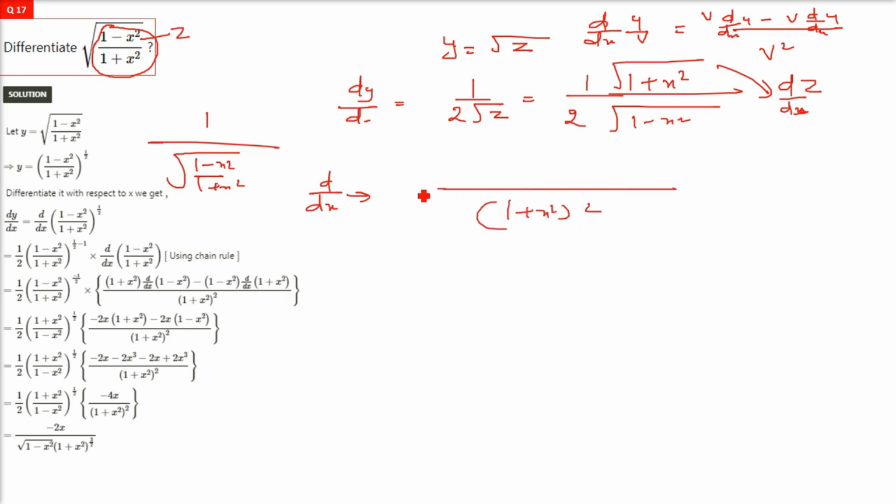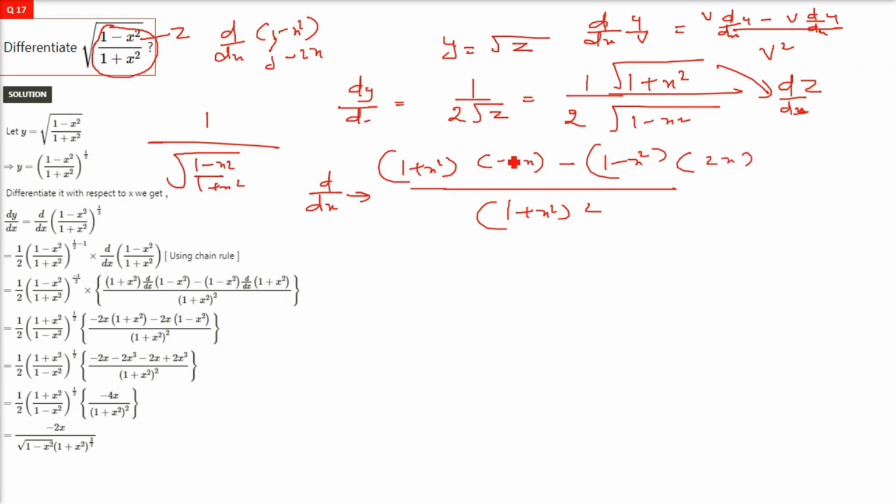So 1 plus x square whole square will be in the denominator. Then d by dx of 1 minus x square, which is 0 minus 2x, so negative 2x. Then minus 1 minus x square and d by dx of 1 plus x square, the same thing with a positive sign: 1 minus x square times 2x.